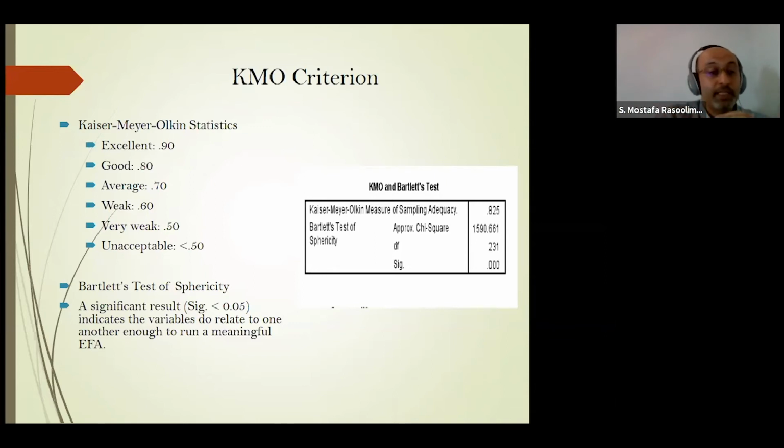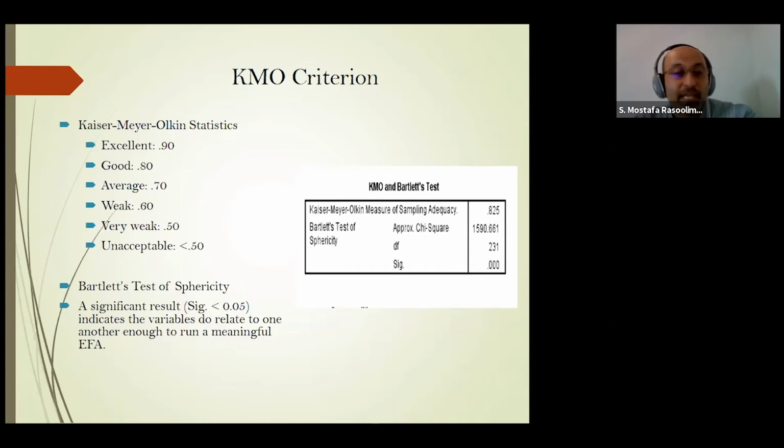The number of your samples is adequate to run factor analysis. 0.8 is good, 0.7 is average, but 0.6 and less than 0.5 is weak and actually not acceptable. So to run factor analysis, we have to get a KMO value higher than 0.8 to be on the safe side. Then we can say our data is sufficient to run factor analysis.